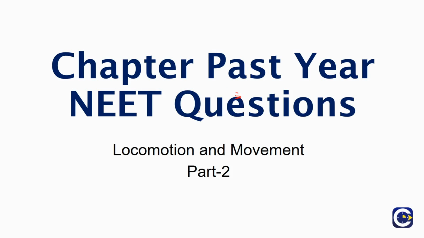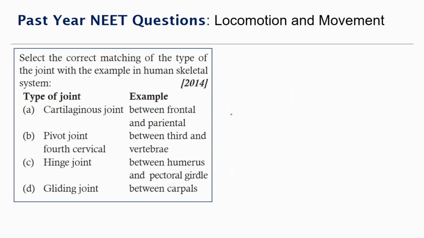Questions on locomotion and movement. So this is the part 2 video. So moving on to the questions. Select the correct matching of the type of joint with example in the human skeletal system. So the type of joint is given and the example is given.